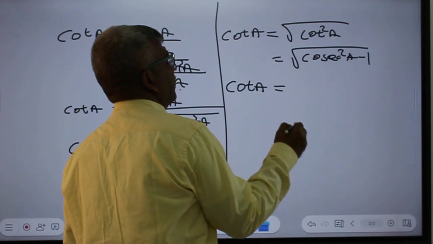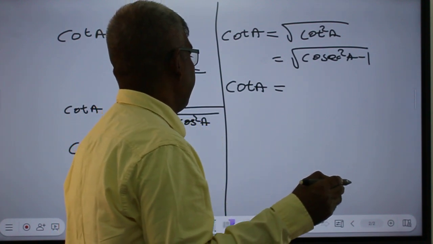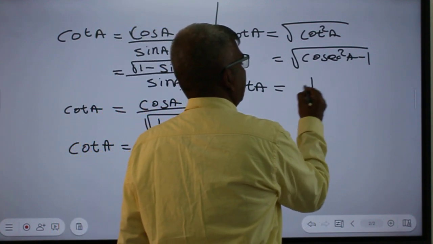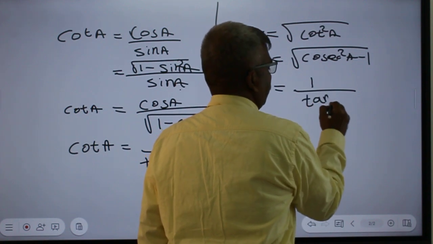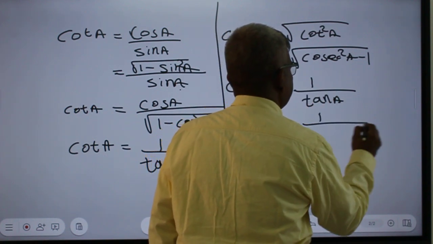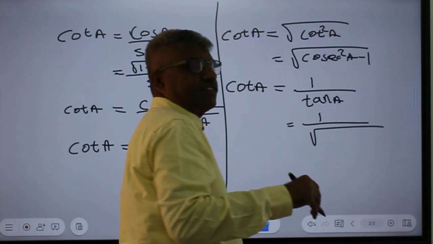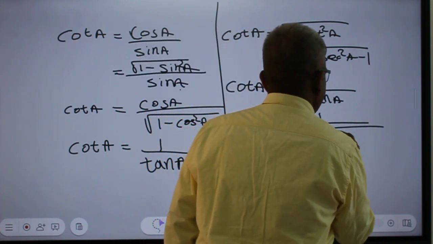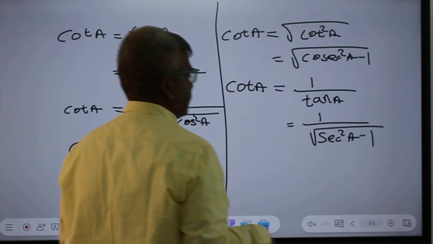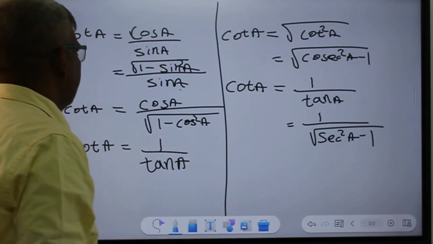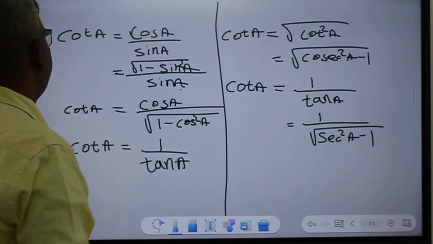Cot A, how to express in terms of secant A? Simple way, 1 over tan A. Tan A is nothing but the square root of tan squared A. The square root of tan squared A is nothing but the square root of secant squared A minus 1. Okay. So cot A we expressed in five ratios.